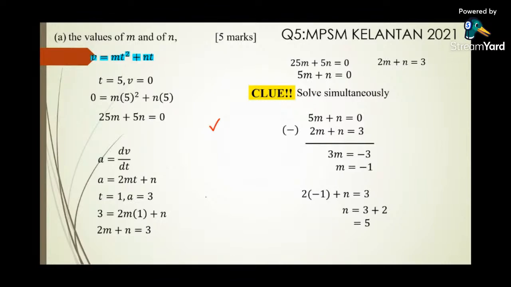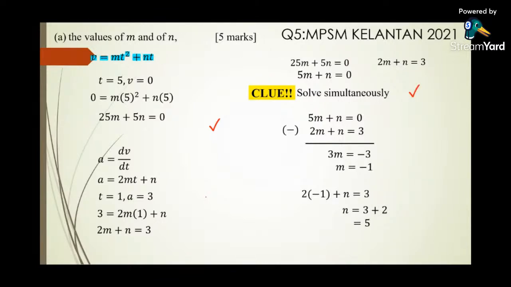Awak dapat equation 25m plus 5n equals to 0 atau awak dapat 2m plus n equals to 3. Awak dapat mana-mana dua tu? Dapat satu je? Dapatlah markah insyaAllah. Next one, markah di mana?